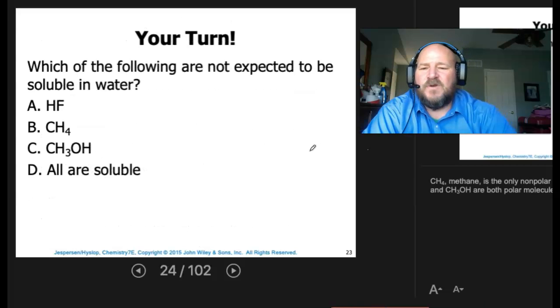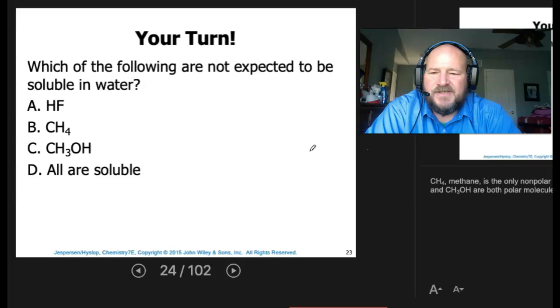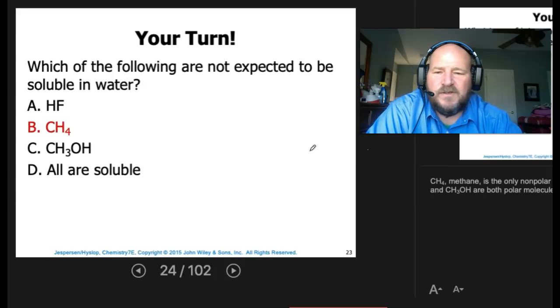All right. Which of the following are not expected to be soluble in water? So HF, CH4, CH3OH, or do we expect them all? And hopefully you said methane, CH4, is not going to be soluble in water.